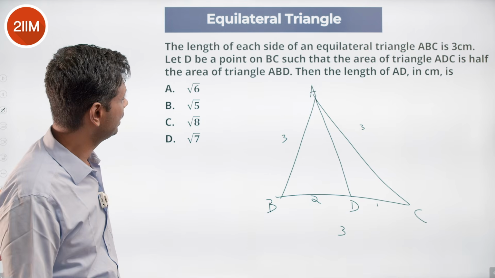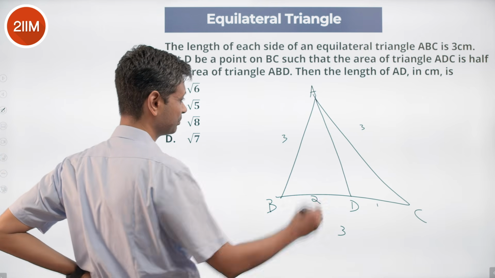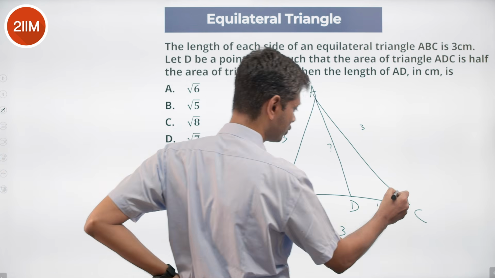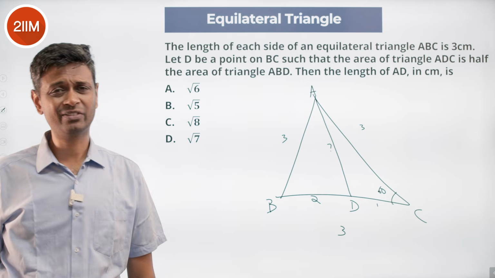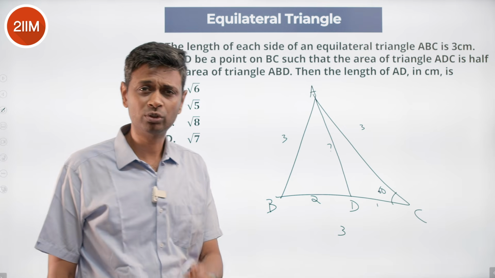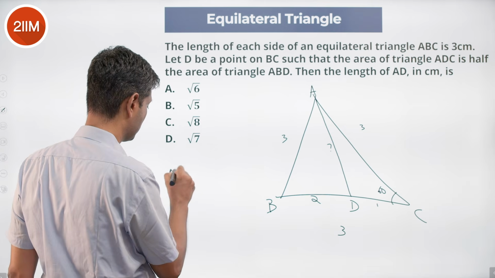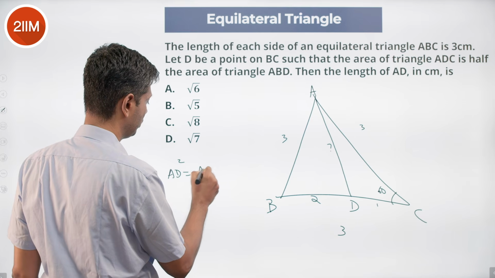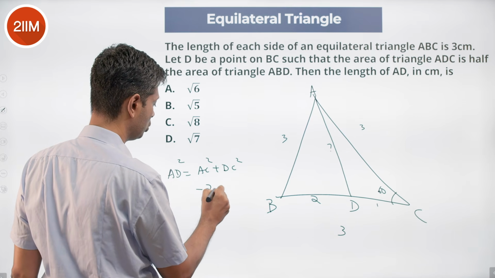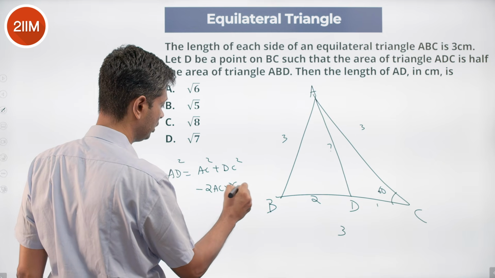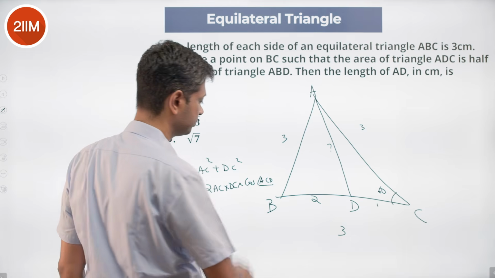Nice. The length of AD in centimeters, we want to find AD. This angle is 60. We have two sides and the angle in between them, so we can find this answer. How do we find it? We use the beautiful cosine rule. AD square in that triangle is AC square plus DC square minus 2 times AC into DC into cos of angle ACD.